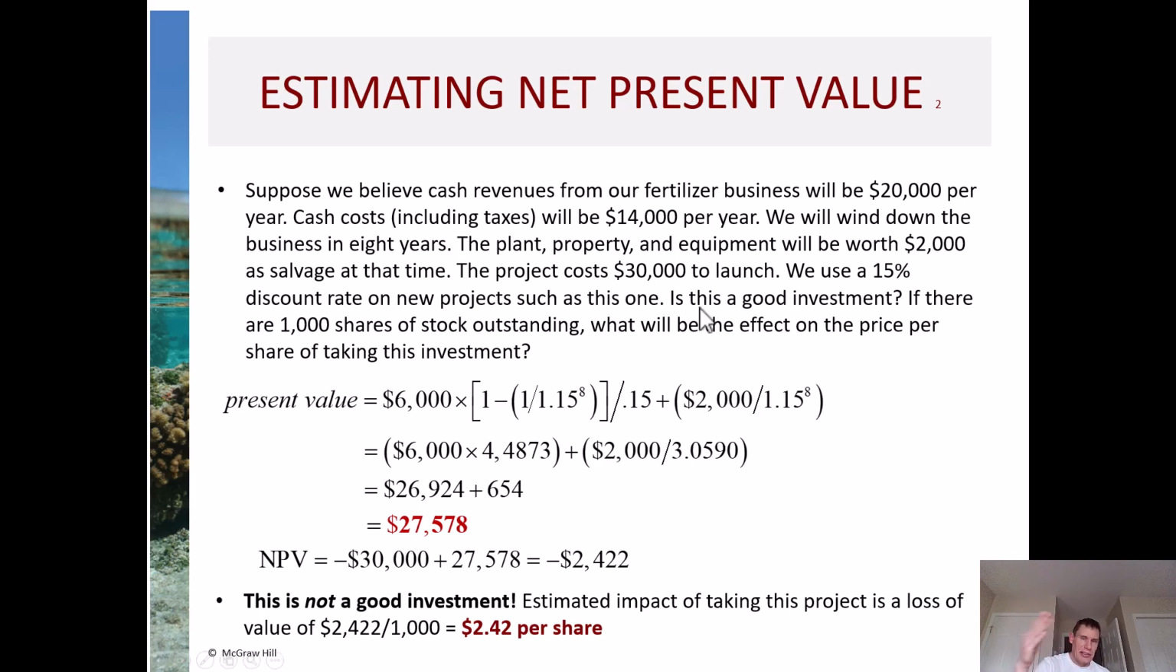Now we know that the amount we have to invest today is 30,000, but that's today, right? So that's already in today's dollars, so we don't have to discount that. So 30,000 plus the 27,578, and then what do we get? Negative 2,422.